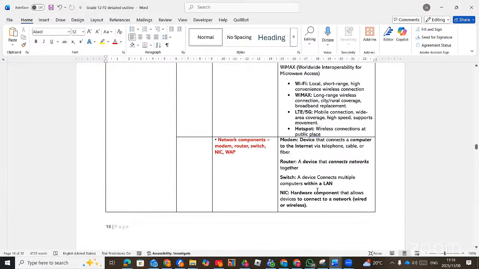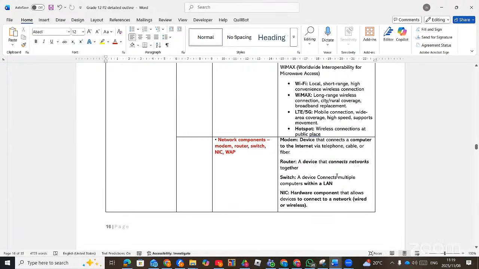And then you need to also know the network components. If you want to set up a network, what are some of the components that you need? Like modem. A modem is a device that connects computers to the internet through telephone lines. Please be careful. They will never ask you to compare modem and router. According to the exam guideline, it shouldn't be examinable. But they can ask you to define one of them, not to compare them. A router is a device that connects networks together. The router connects networks together.